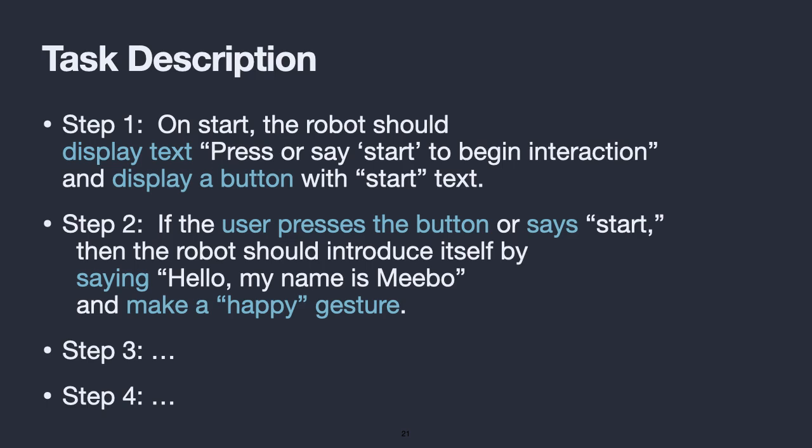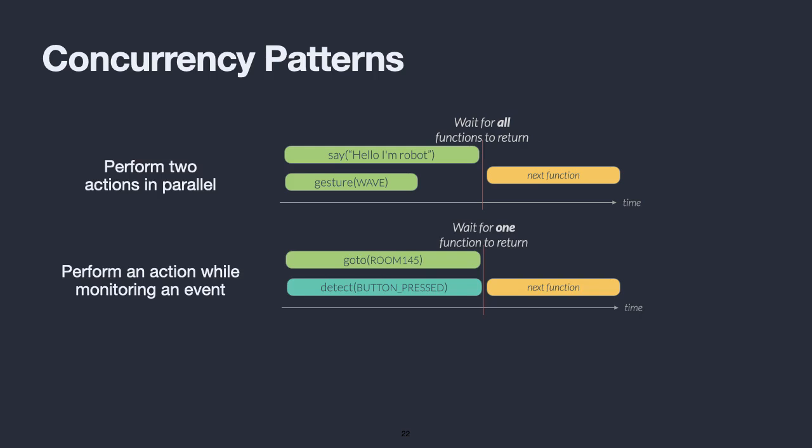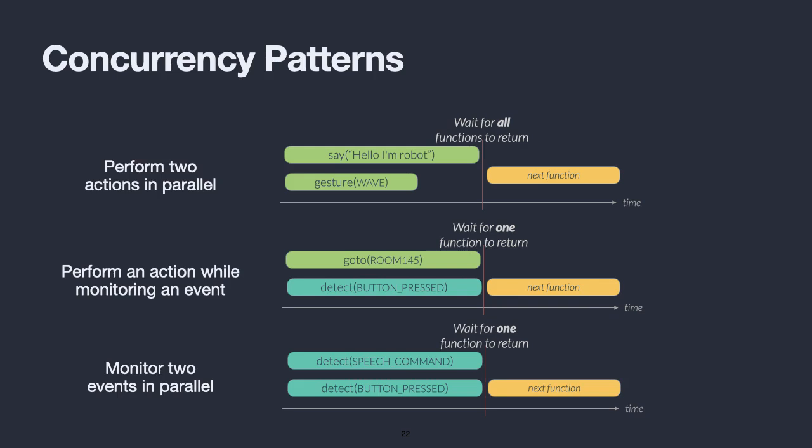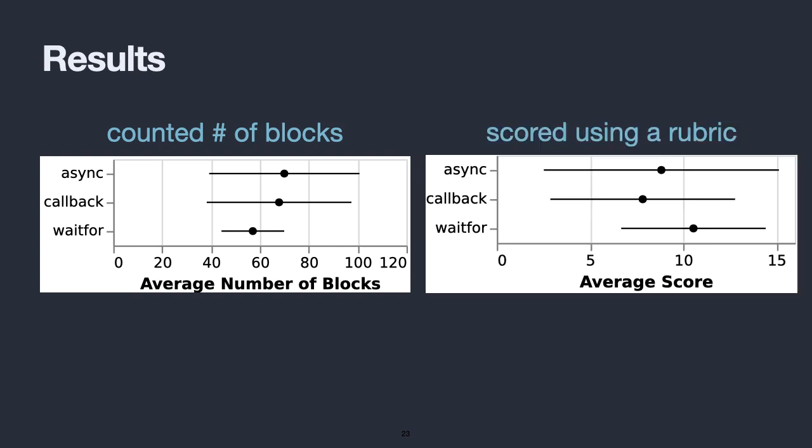The main task of the user study was to create realistic human-robot interaction programs that involve three concurrency patterns, which are waiting for two parallel actions to finish, waiting for an action to finish and an event to happen, and waiting for one of the two events to happen. We examined participants' programs to measure the ease of use. Specifically, we counted the number of blocks used in each program to measure the conciseness and the correctness by scoring each program using a rubric.